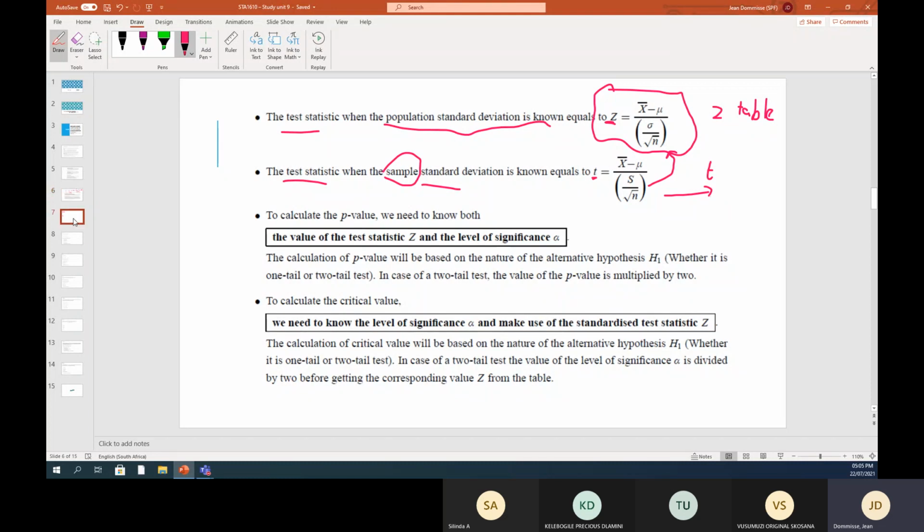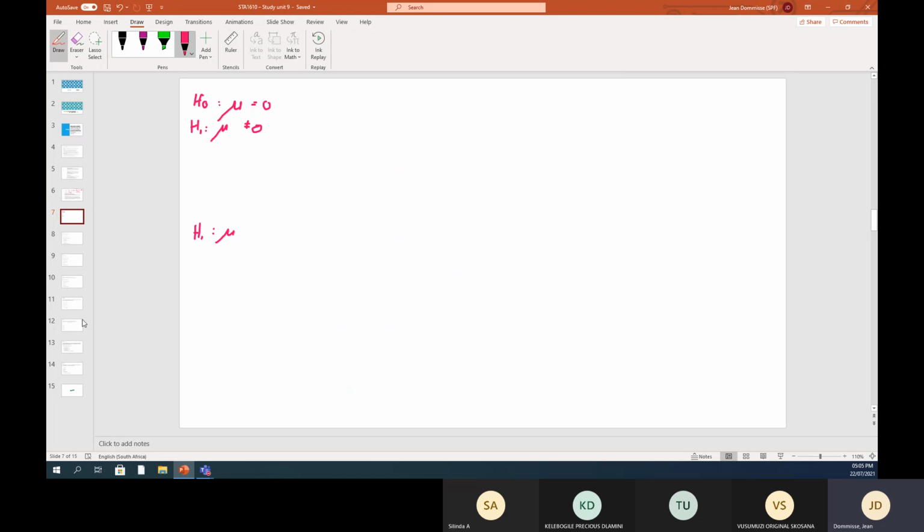Okay, so the first thing before we go into some of the examples, I just wanted to show you the one and two tails. When your null hypothesis is equal to, and your alternative hypothesis is not equal to, that is when you have the two tail. For any other option, you will have the one tail.